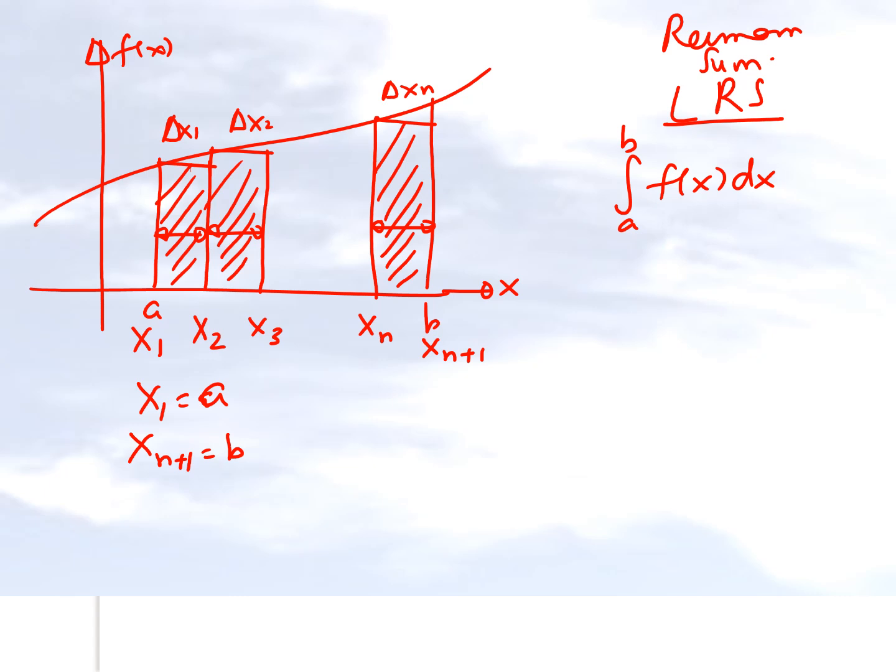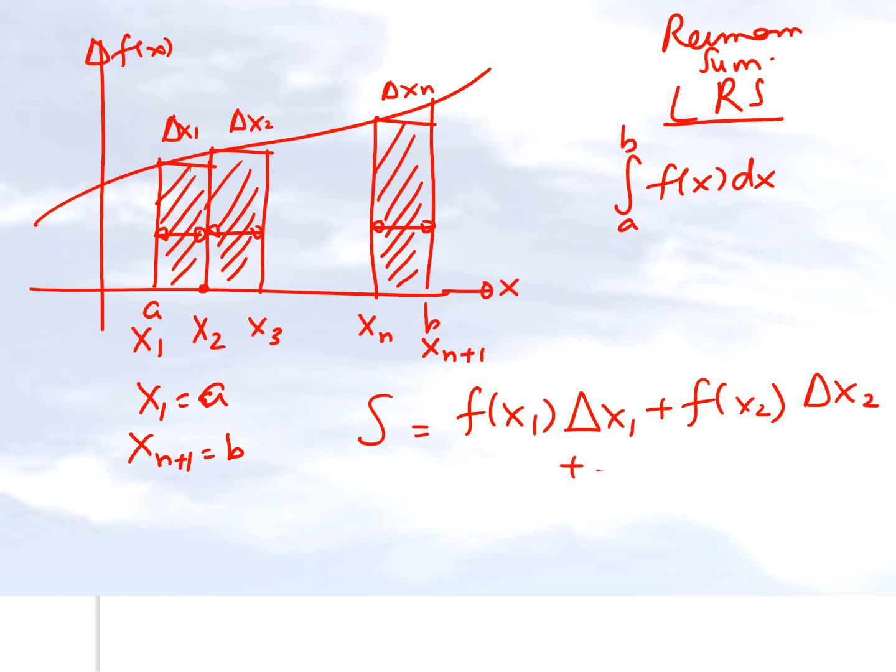And what the Riemann sum basically tells you is that S is equal to f of x1, that is the value of the function at this particular point, times delta x1, which is the width of the rectangle. Then the next rectangle will be the height of that rectangle at this particular point multiplied by the width of that rectangle. And the last one will be f of xn times delta xn.